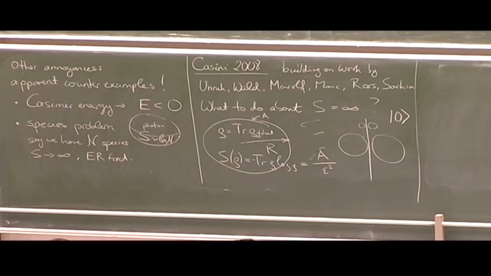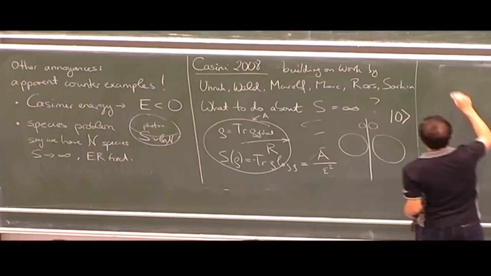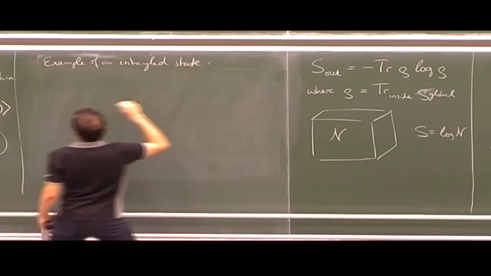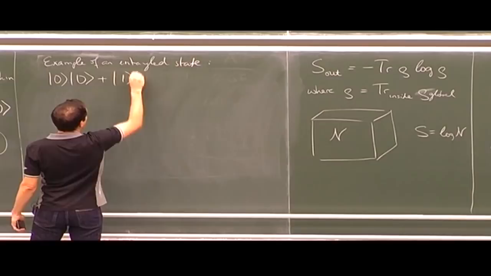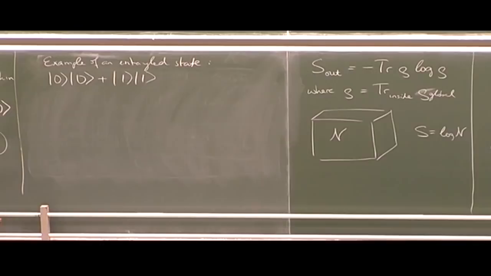Now what we need is two qubits, and an entangled state of two qubits is 0,0 plus 1,1. Of course, there's a whole basis of the four-dimensional Hilbert space of states of this form. There's also 0,0 minus 1,1, 0,1 plus 1,0, 0,1 minus 1,0, and so on. So these are two systems, A and B.